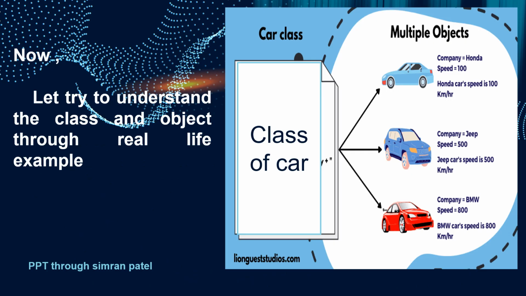Now let's try to understand the class and object through a real-life example. Let's consider the class of car. Car is a class in which there are multiple objects, like Honda, Jeep, BMW, Lamborghini, Nano, etc. So the car is a class, and its types like Honda, Jeep, BMW, these all are called objects. This is the example of class and objects.